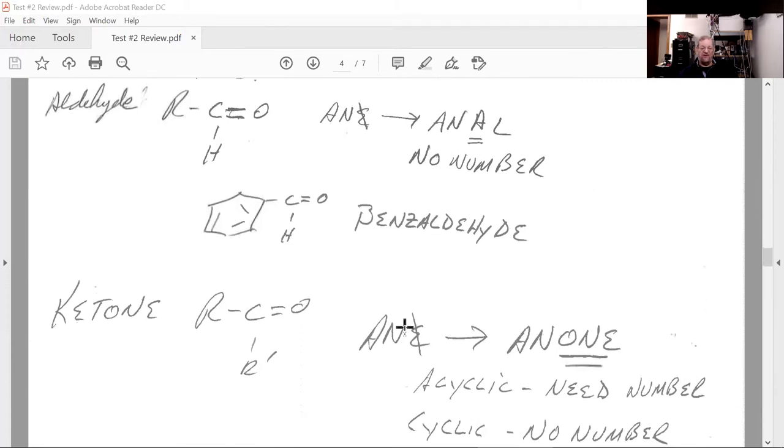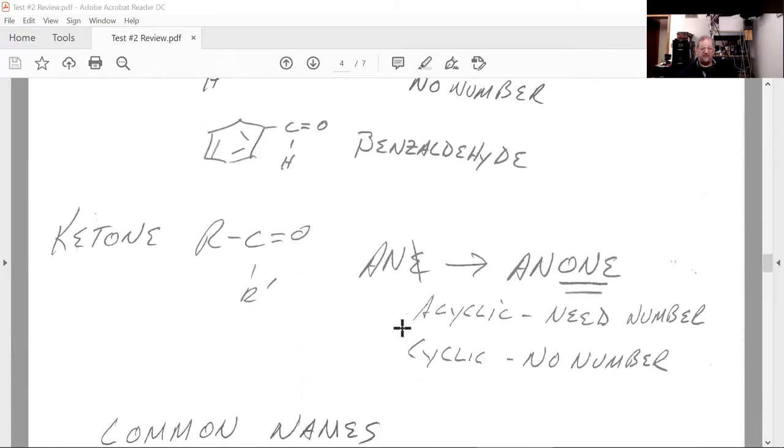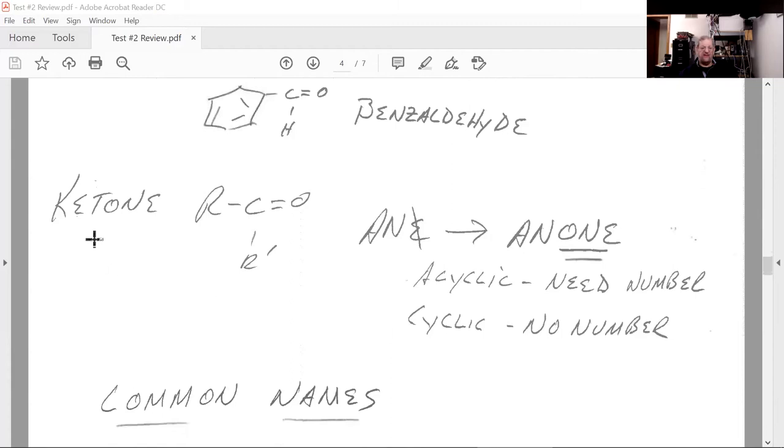Now let's look how we do ketones. Ketones: carbonyl, carbon double bond to oxygen with R and R prime. First of all, find the longest chain or ring that has the carbonyl carbon, carbon double bond to oxygen. Name it as an alkane or cycloalkane. Drop the E, add O-N-E.